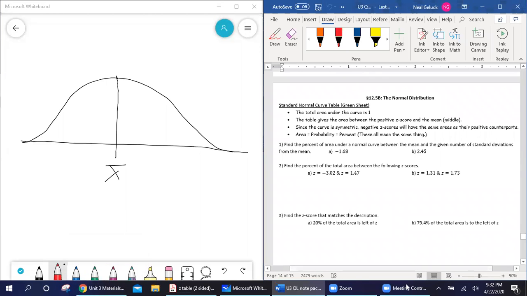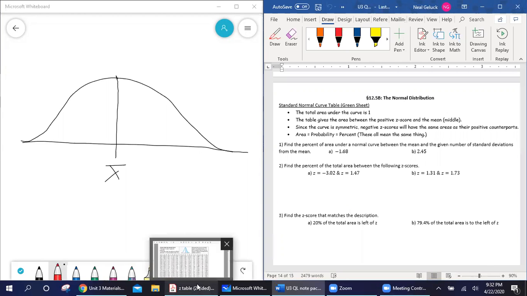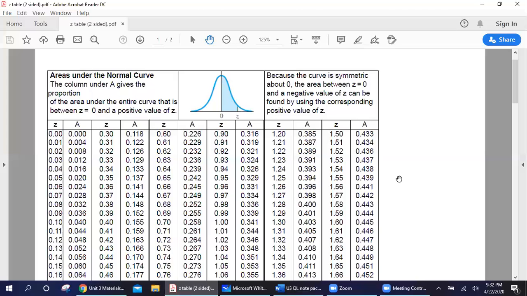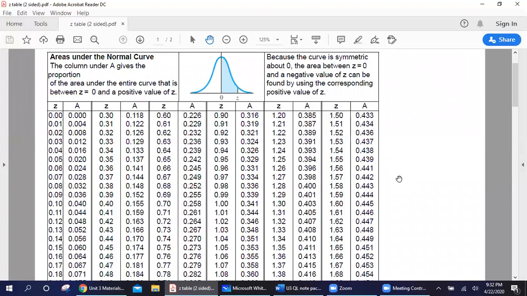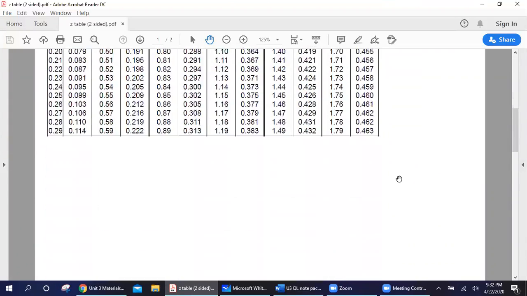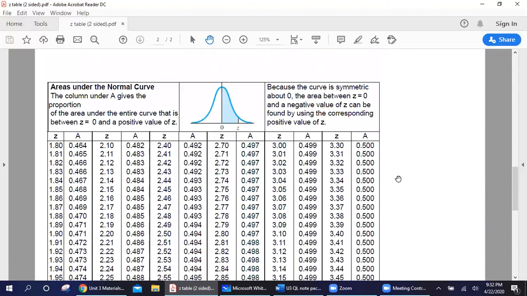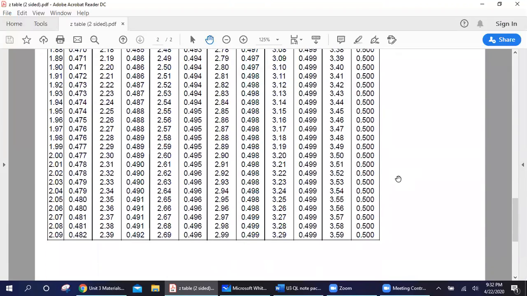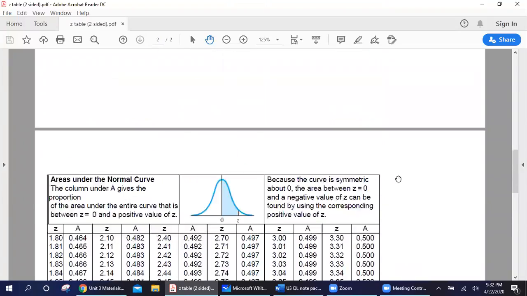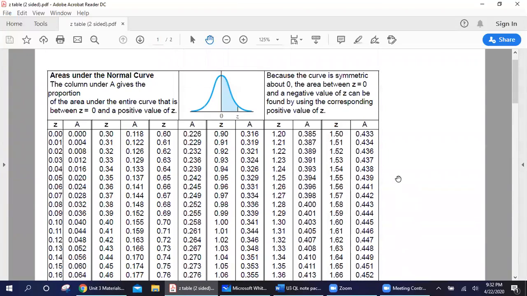This is posted in the Unit 3 materials as a PDF, and when you open it up, it looks like this, and it has 2 pages to it. I know it just looks like a giant series of numbers, but I'll explain what is going on here in just a little bit.